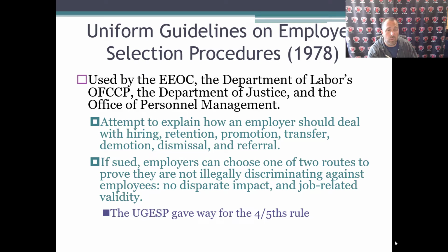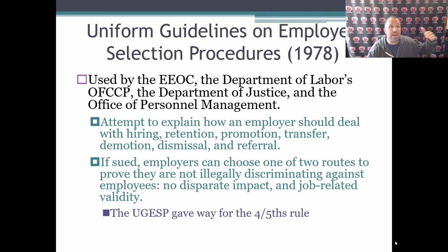Well, what if it's 10%? Well, that's probably too far. So where do we draw the line to say, at this point, if it's below X number, then it looks like there's statistical evidence to suggest there's adverse impact? That line is 80% or 4/5.